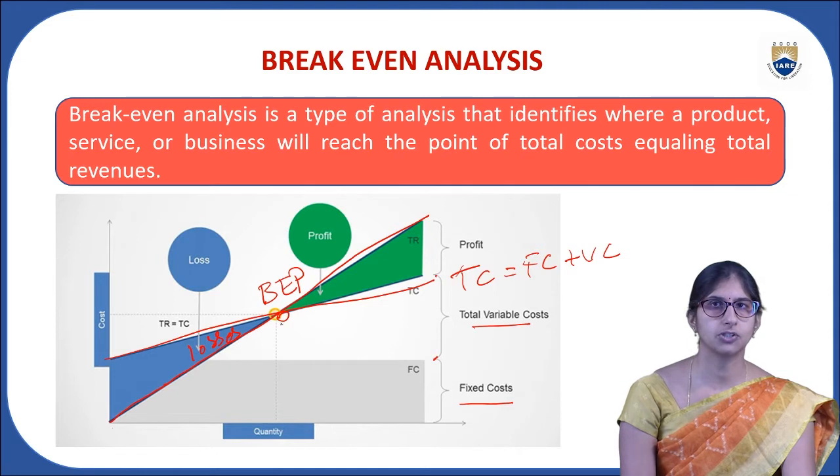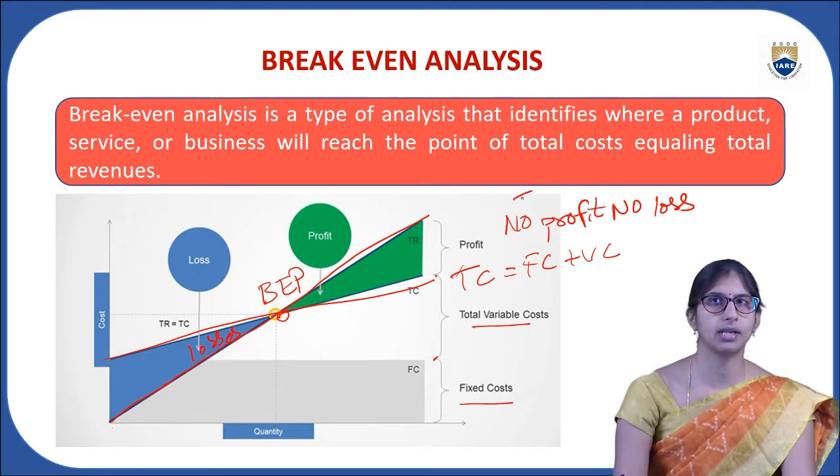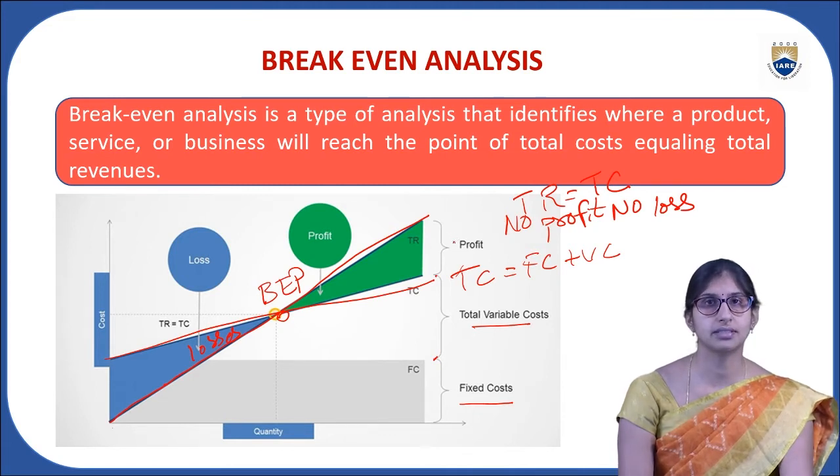Okay, so coming to the break-even point. The break-even point is a point where we have no profit and no loss. This point is no profit, no loss, and where the total revenue is equal to total cost is the break-even point. So we have to remember two points. One is that we will not have any profit and will not have any loss. The other is that when the total revenue is equal to total cost, we get the break-even point, right?